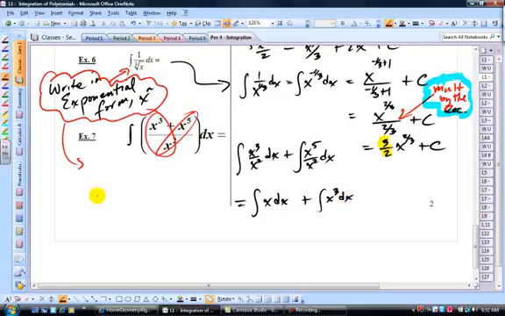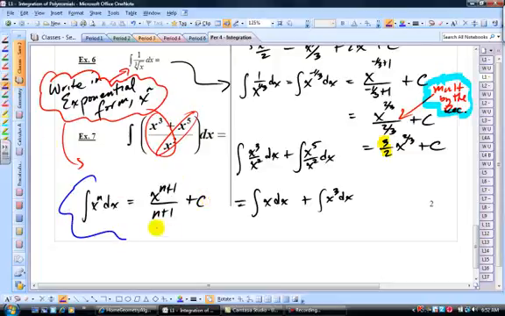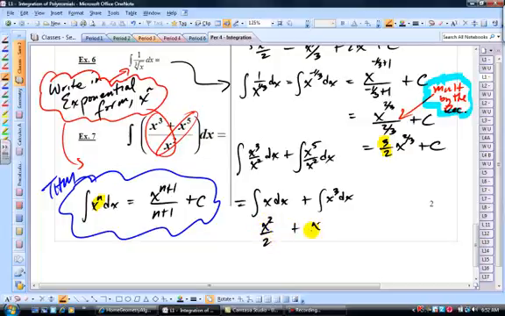Now use your power rule. Remember, the integral of x to the n dx is equal to x to the n plus 1 divided by n plus 1 plus some constant. Remember, this is going to come up a lot. This is a theorem. That's how you integrate functions of the form x to the power of n. And I get x squared divided by 2 plus x to the fourth divided by 4 plus some constant of integration right here. Remember, the two constants combine to a single constant. And that's how it's done, my friends.